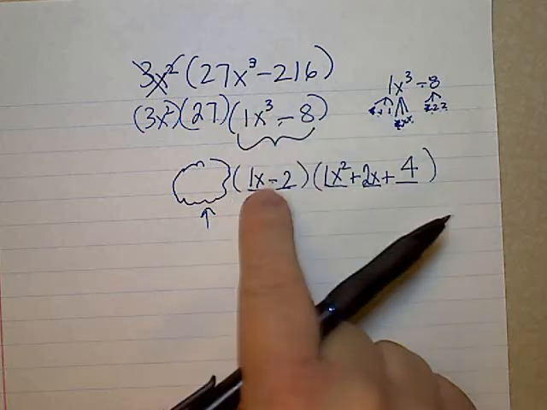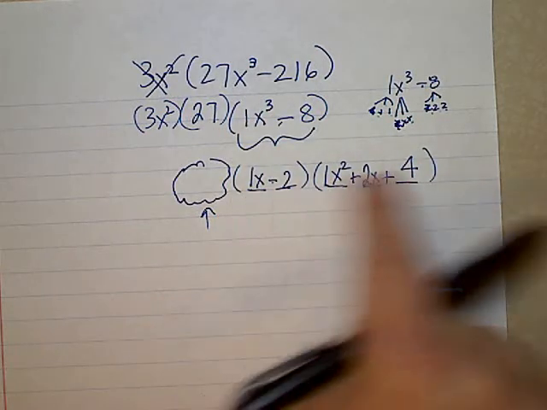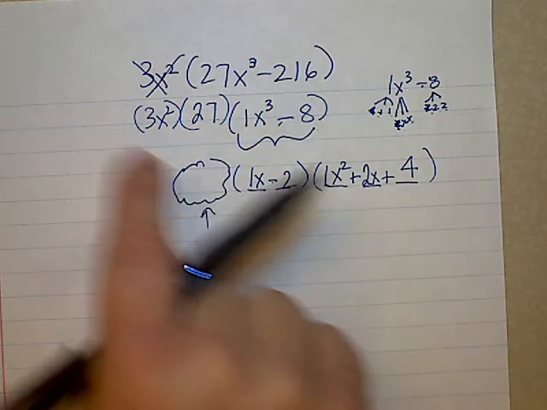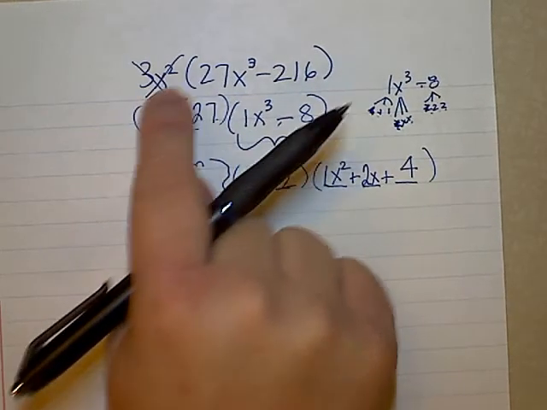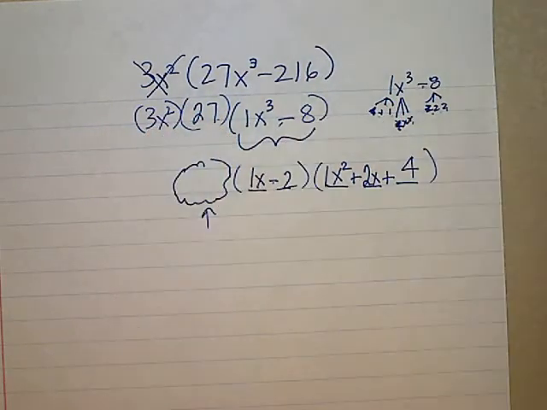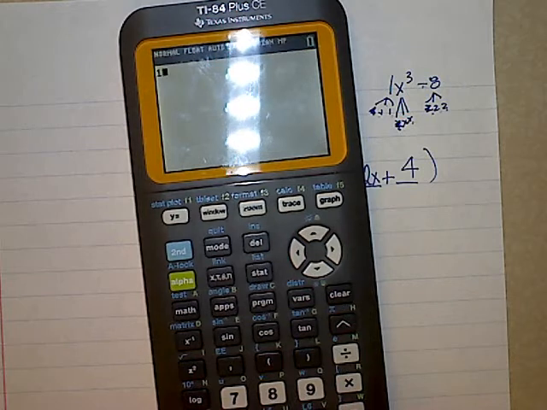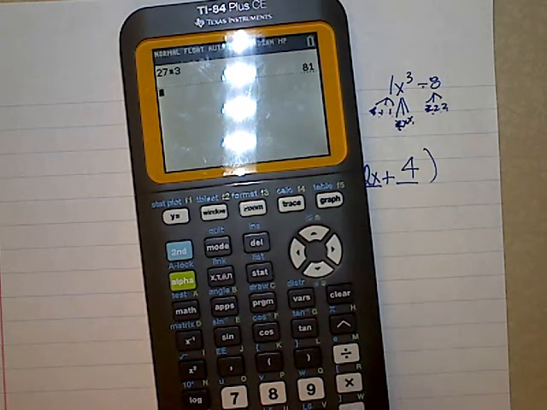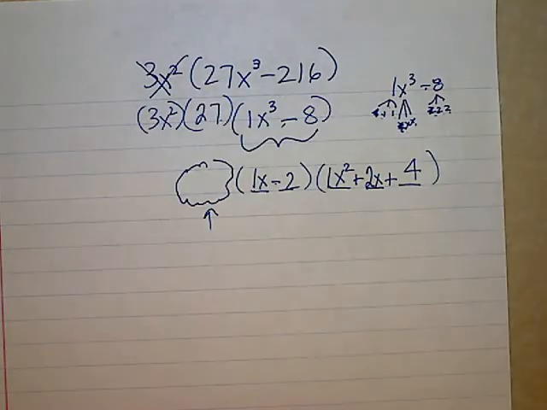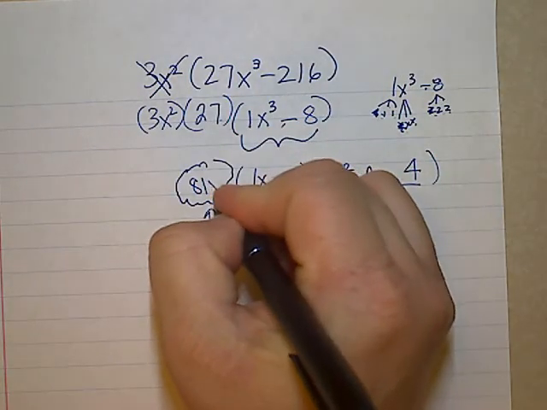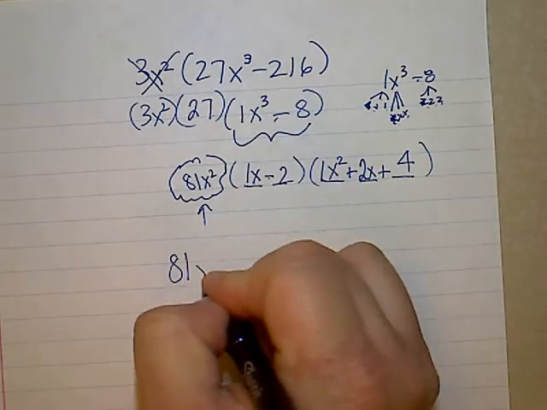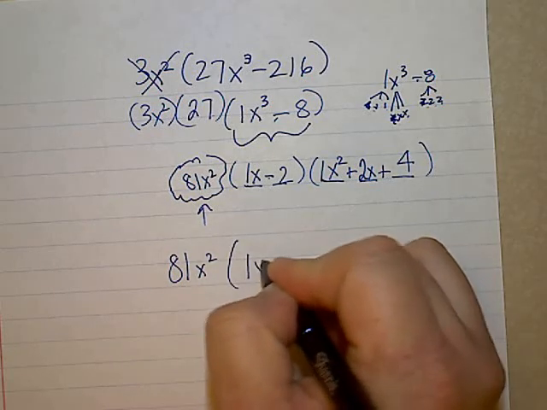So I have factored this sum or difference of cubes. I've done that. But what goes in front? I have to look at this part. So I know 27 times 3 is 81. I'll just show that. 27 times 3 is 81, as you can see. And I have an x squared. So here would be my final answer. That's what's factored out.